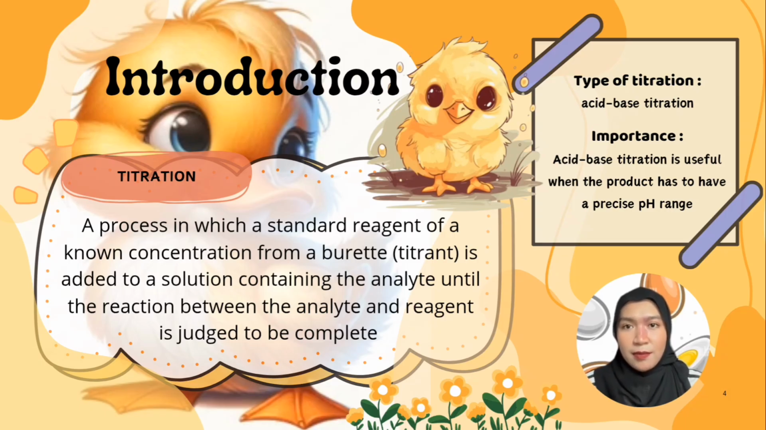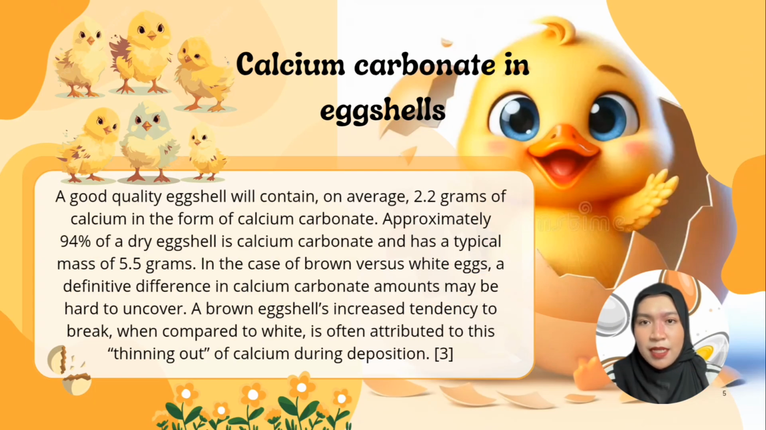What is titration? Titration is a process in which a standard reagent of a known concentration, the titrant, is added to an analyte solution until the reaction between the analyte and reagent is judged to be complete. The type of titration used in this study is acid-base titration, which is useful when the product has to have a precise pH range.